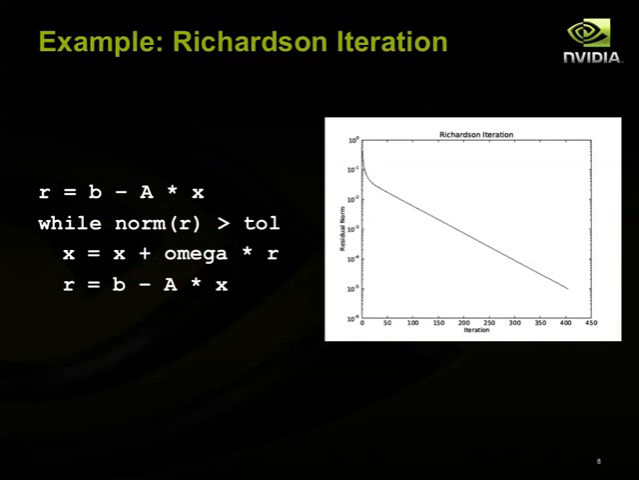So we'll look here at probably the simplest. I don't know how you could construct a simpler iterative method. And this one's called Richardson iteration. It really doesn't even deserve a name.